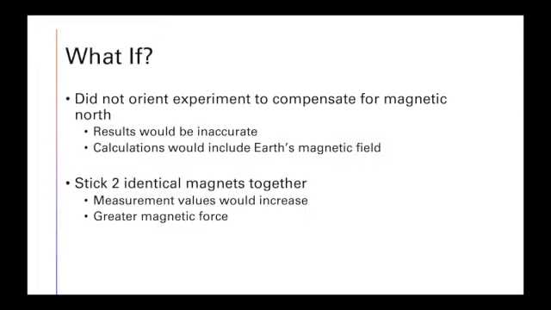What if we did not orient our experiment to compensate for the magnetic north? In this case, our results would be inaccurate. The calculations would include Earth's magnetic field, and it would not be an accurate assessment of the magnet and the magnetic field that we were using and calculating.